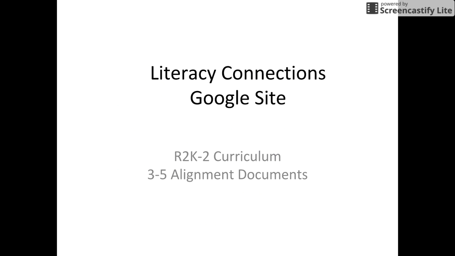In conclusion, if teachers need more information on how the balanced literacy model might be used in Richland School District 2, they can visit the Literacy Connections Google site. There you will find the R2K2 curriculum for grades K through 2, where the balanced literacy model is used along with lesson plans. Also, teachers of grades 3 through 5 can look at the alignment documents where they will see the correlation with science and social studies and lessons that can be used during the ELA block.